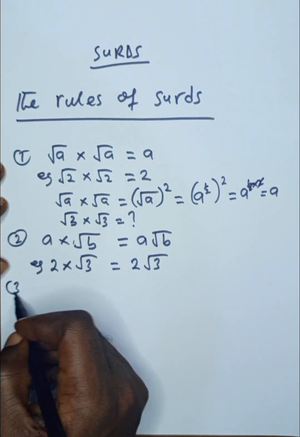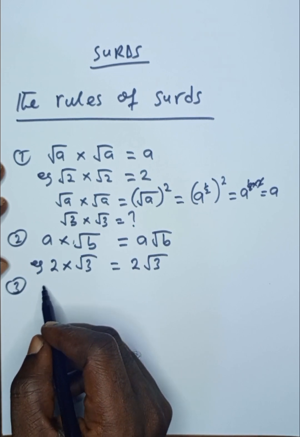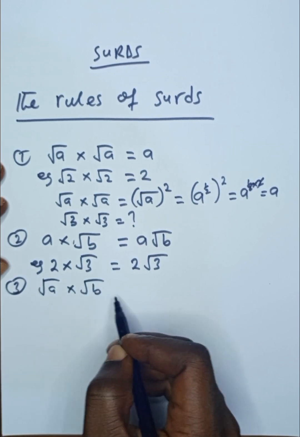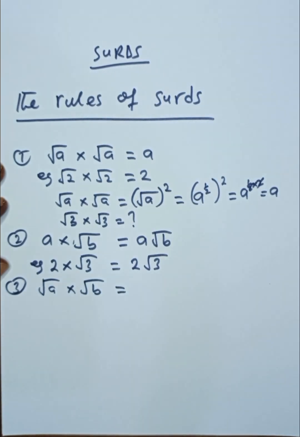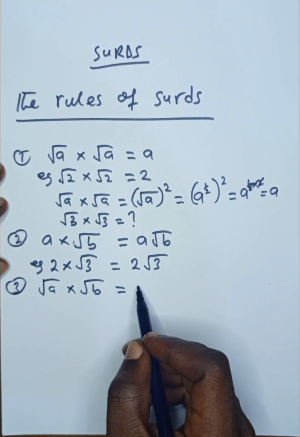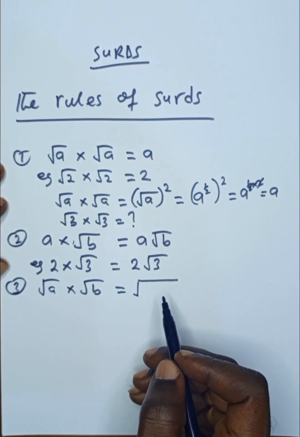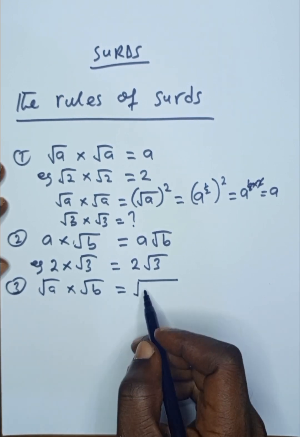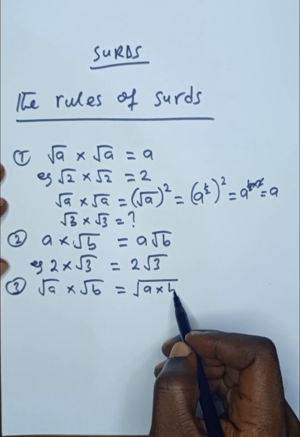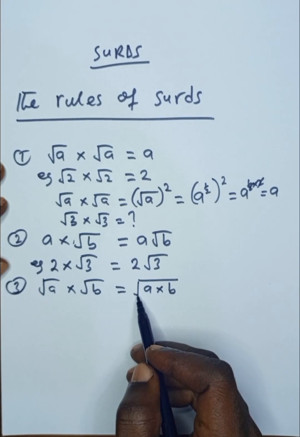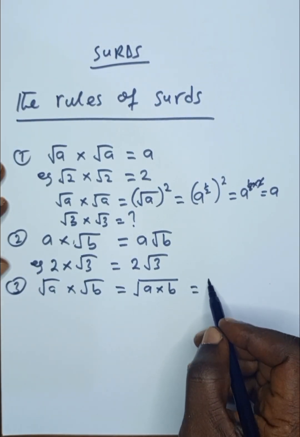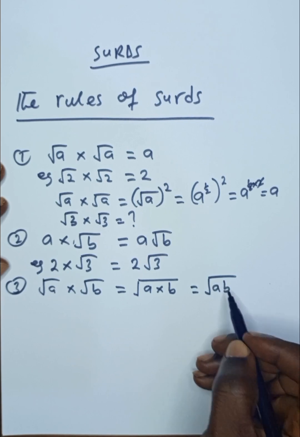Now let's go to the third rule. Okay, so when you have square root of a multiplying square root of b, you see that the numbers under the root sign are different. So we maintain one root sign, and since they are multiplying, we multiply the numbers under the root sign like this. So it's going to be square root of a times b, which will give you square root of ab.